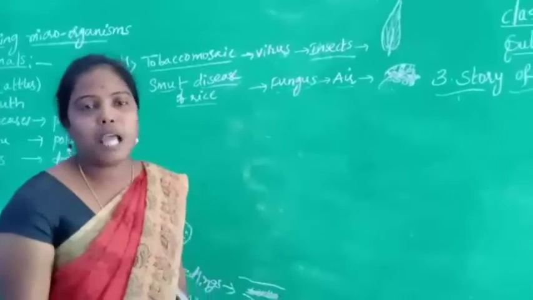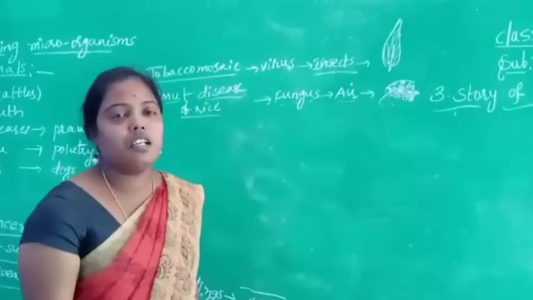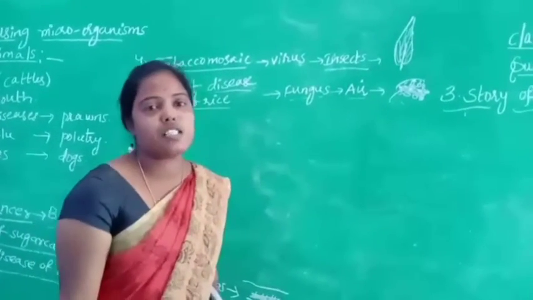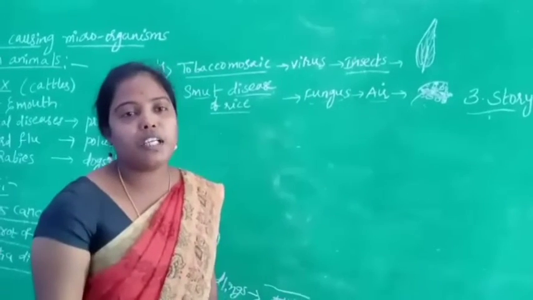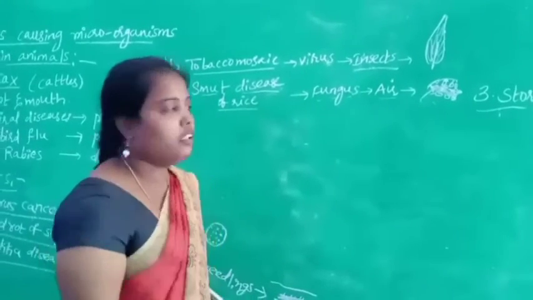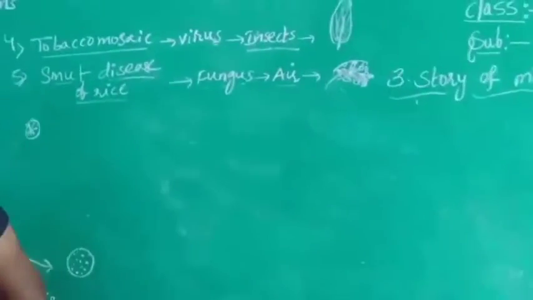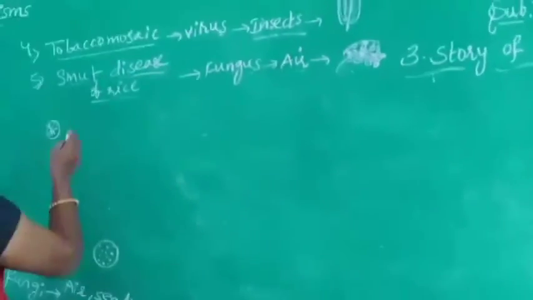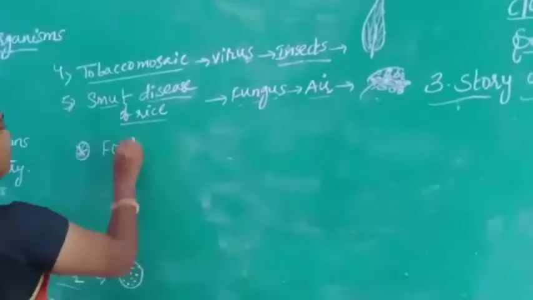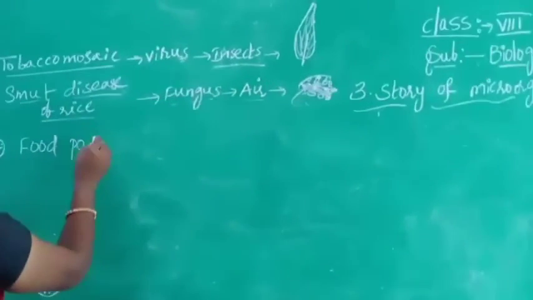the plants and diseases in the animals. In the previous class we discussed diseases in human beings. Do you understand? Next topic, food poisoning.